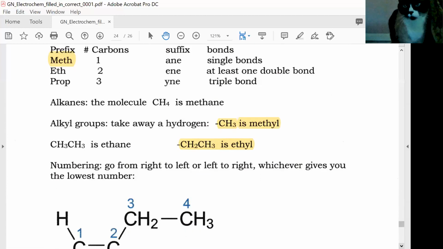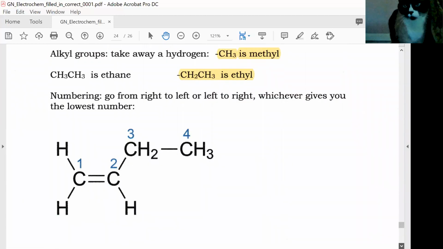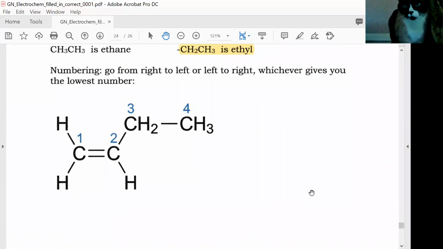For the numbering, you either go from right to left or left to right, whichever gives you the lowest number. So this is an example of giving us the lowest number. We're going to start with 1, 2, 3, 4, so that the first carbon has the double bond, rather than the other way around. You're going to have to go both ways and then just figure out which has got the lowest number.